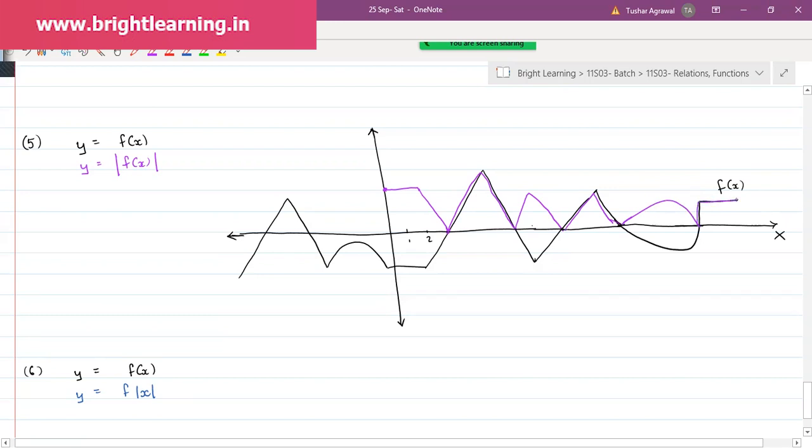And then again, when x is greater than or equal to 0. And what about x less than 0? Same logic. For x equal to -1, if the image f is negative, the black graph is negative, but we have to take the modulus of f. So the same thing will be repeated, just it will come above. This point will be over here. Let's see.